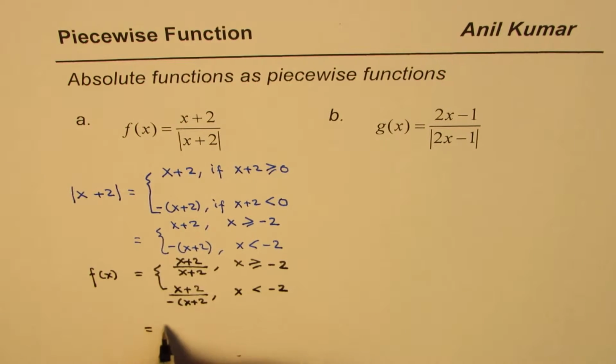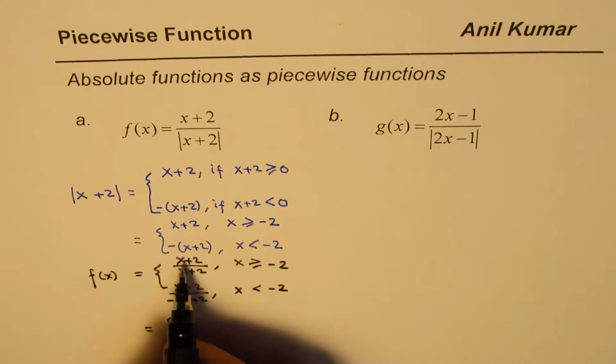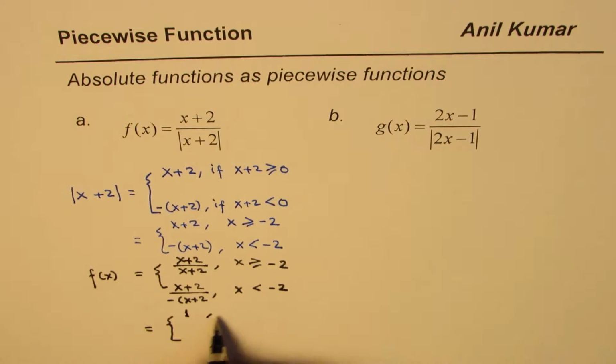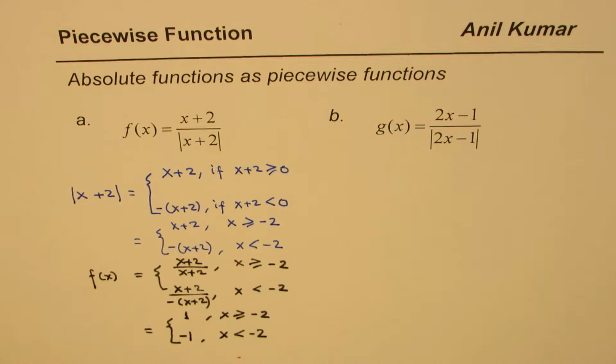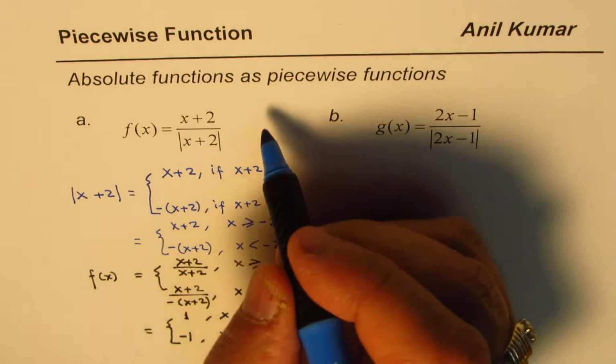Now you could write this as that is 1, right, when x is greater than or equal to minus 2, and this is minus 1, correct? Minus 1 when x is less than minus 2. Perfect. So clearly you see that this function is either plus 1 or minus 1.